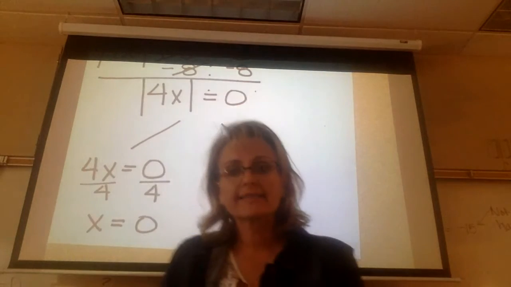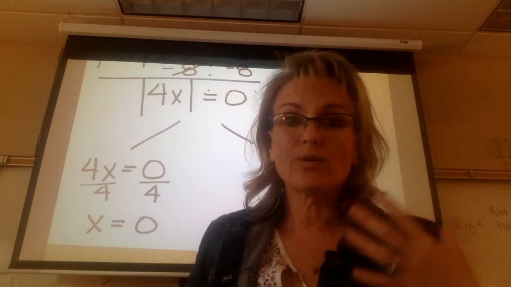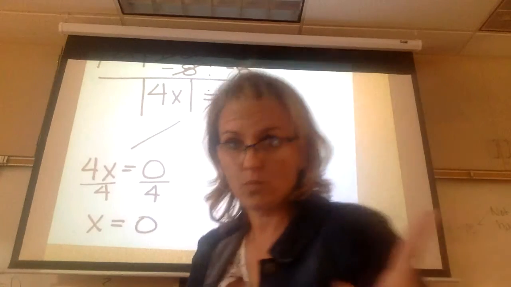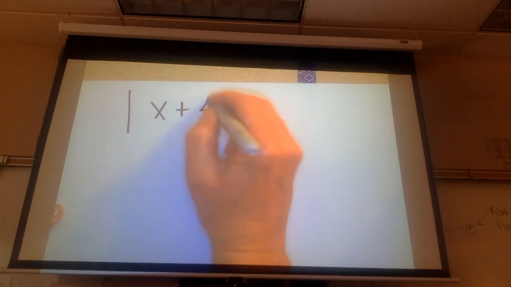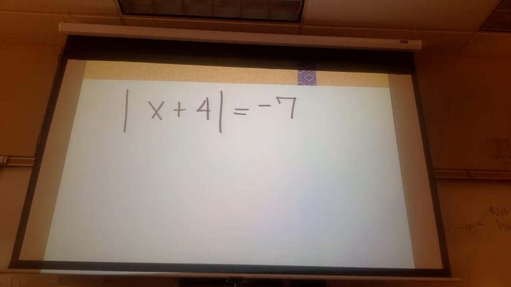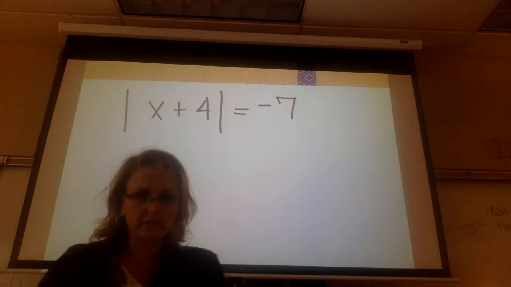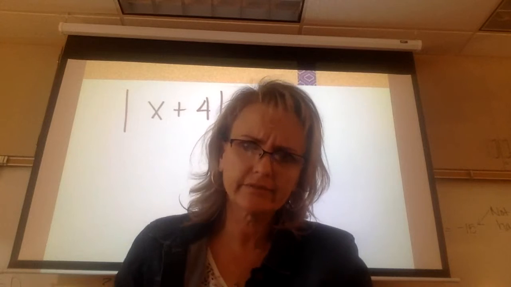Okay? The last situation that we have is when we have the absolute value equaling a negative number. Watch this. If I have the absolute value of x plus 4 equals negative 7. Uh-oh. This should make you a little bit uncomfortable. You should be thinking, hey, wasn't an absolute value going to make everything positive when it came out?